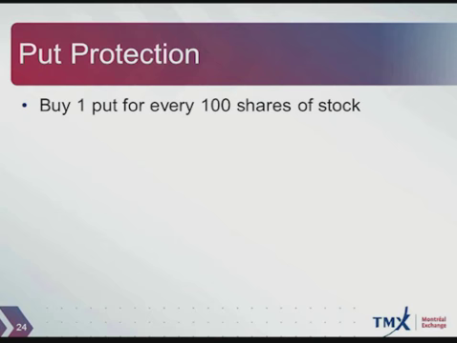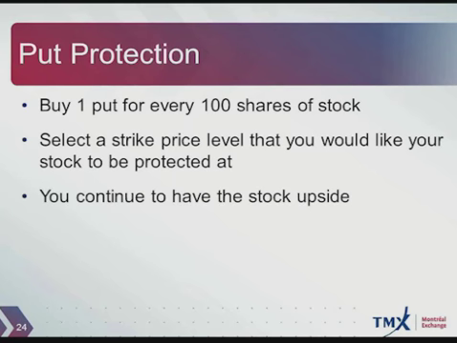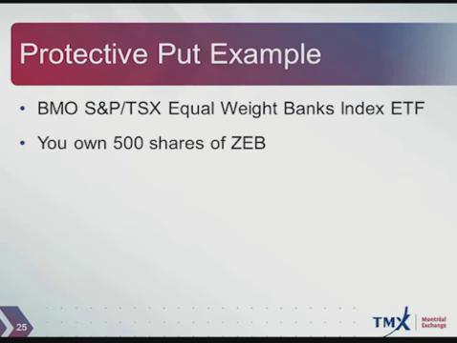And so for every 100 shares, we're going to buy one put option. Now, we're going to select the strike price where we would like the stock to be protected at. And so what it does is it limits our losses. It guarantees the sale of the shares at that specific price that we've selected, but we still have the benefit of continued upside potential. So we paid a premium for a guaranteed downside protection over the life of the option contract.